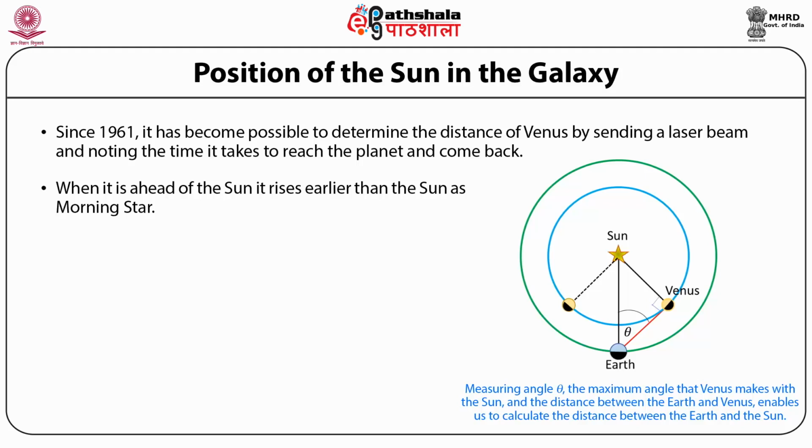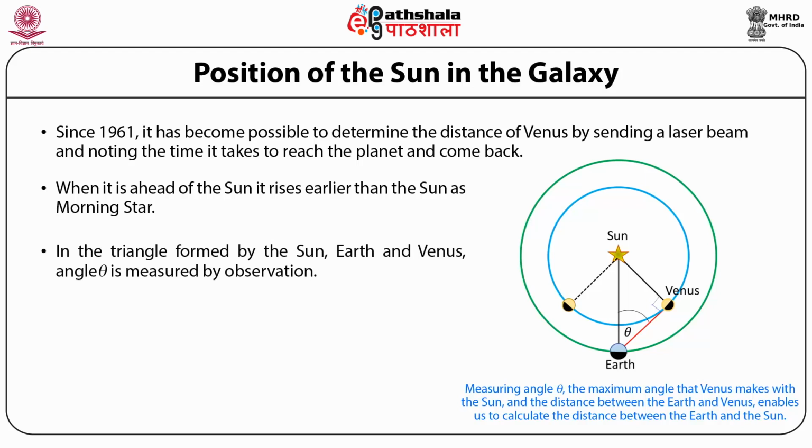The given figure shows the deviation of Venus is never more than angle theta equal to 47 degrees. The knowledge of this angle and the distance between Venus and Earth gives the distance between the Sun and the Earth. As we can see in the figure, in the triangle formed by the Sun, Earth and Venus, angle theta is measured by observation. Distance between Venus and Earth is found by laser ranging. So it is now easy to calculate the distance between the Sun and Earth.